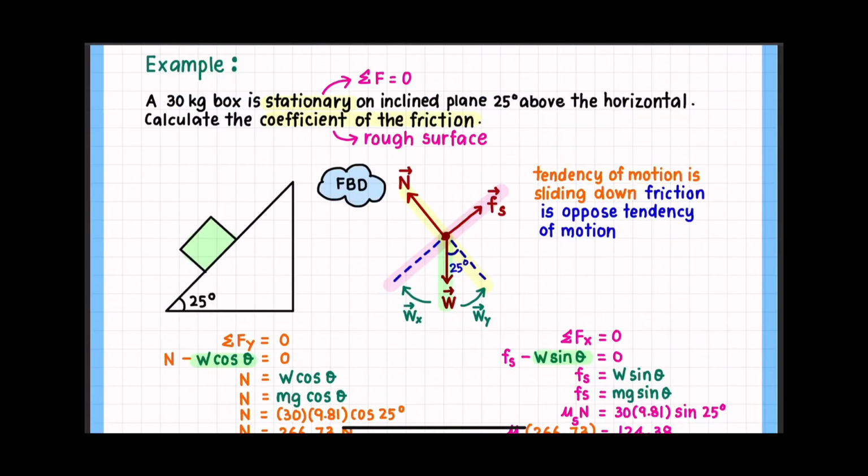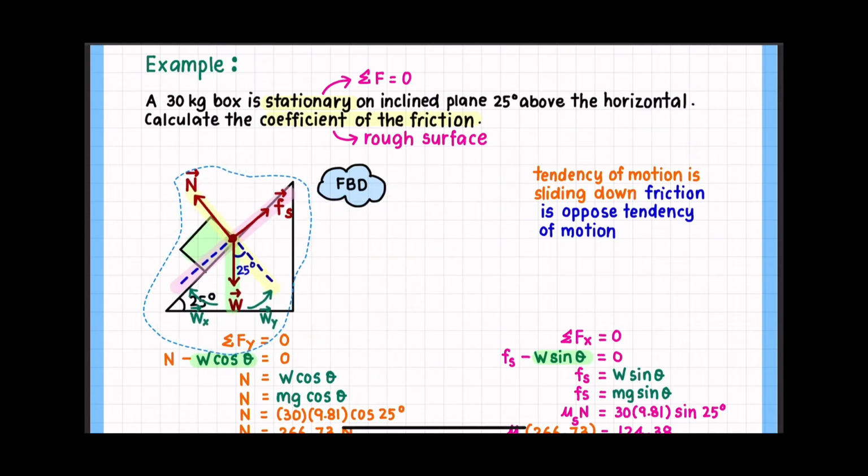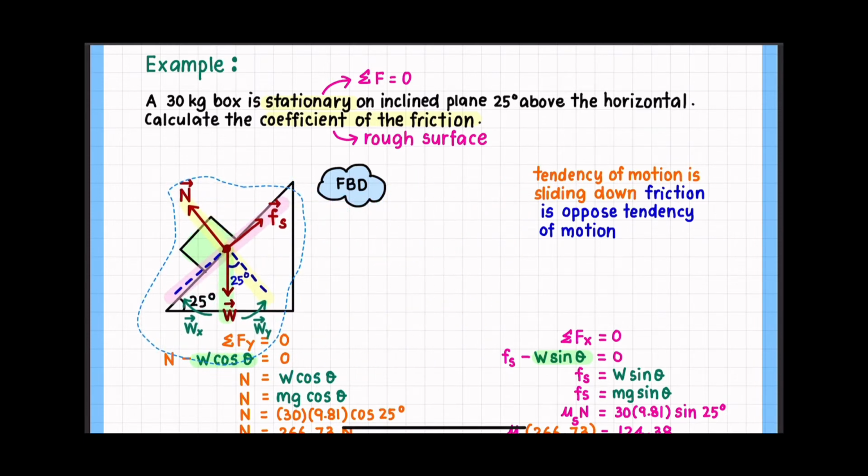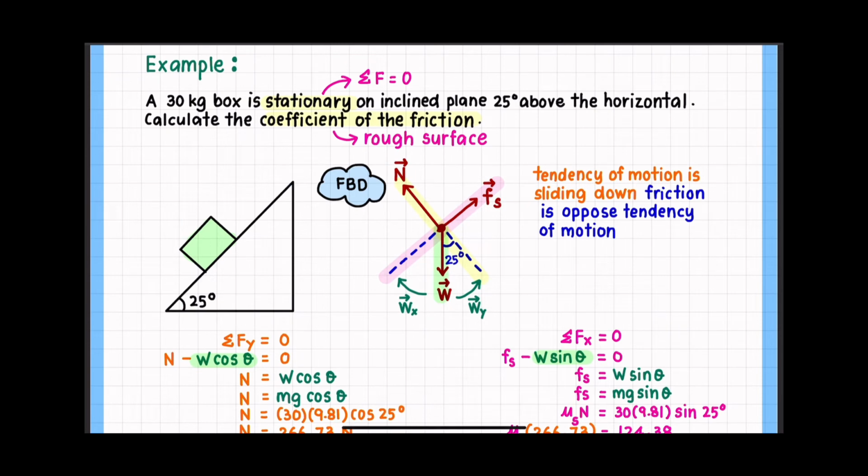Okay, next example we have a 30 kg box stationary on an inclined plane 25 above the horizontal. Calculate the coefficient of friction. So it means the surface is rough, so there is friction. The box is stationary, which means the case is the first law. First of all you must draw the free body diagram. Okay, like this. And then you know the tendency of motion is sliding down, so friction will be upward.